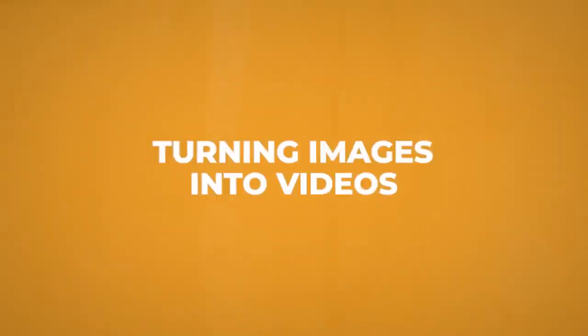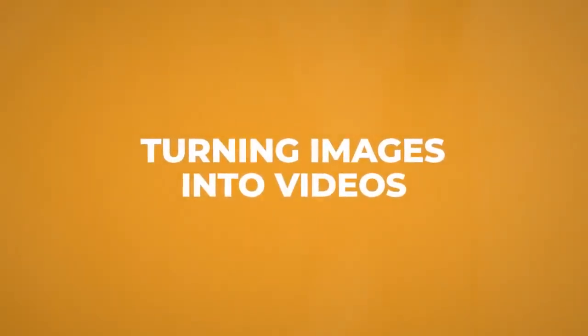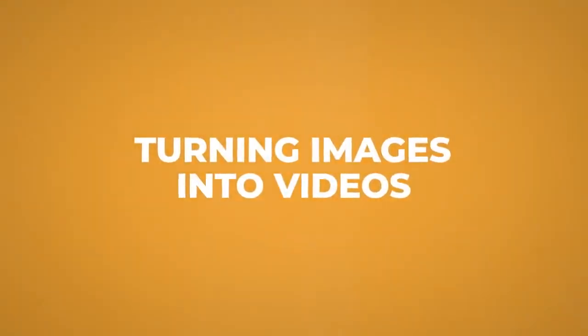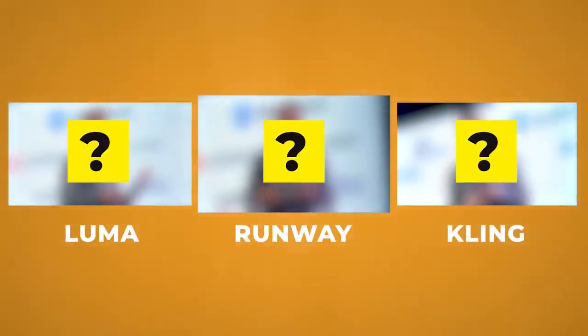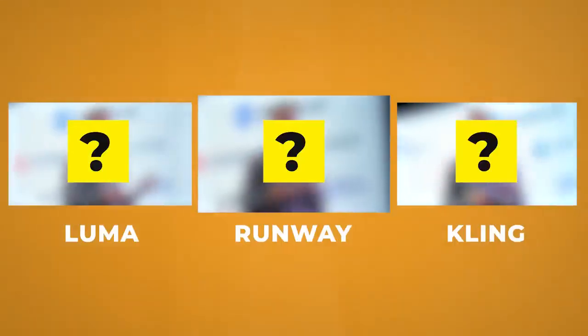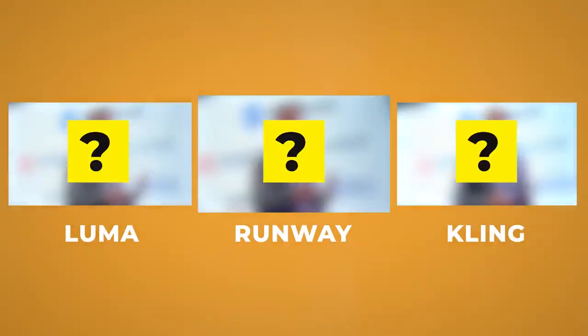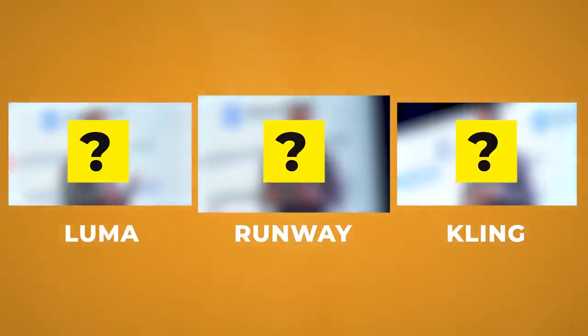Now let's have a look at taking some of these images and turning them into videos. I will take a few different images and run them through a few different video generators. So I'll use Runway, Kling, and Luma's Dream Machine. I'll run them all with the same image first with no prompt, just to see what they create with the image. And then I can fine-tune it with prompts if I need to.